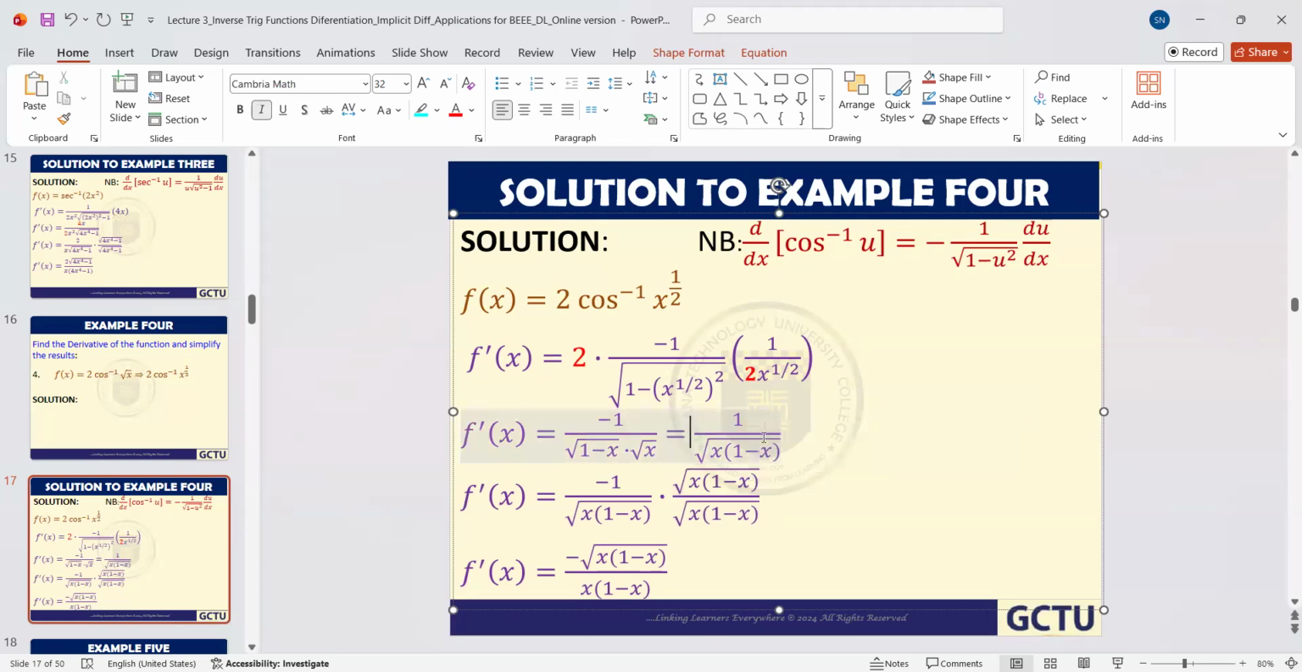Now we want to simplify this. You know the technique. You multiply the numerator by what is under the root sign and divide it. So when we are done, our final answer should look like this: negative into bracket, negative square root of x, 1 minus x, all divided by x, divided by 1 minus x.